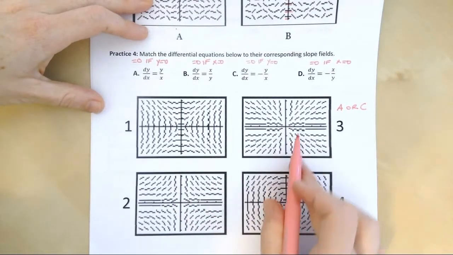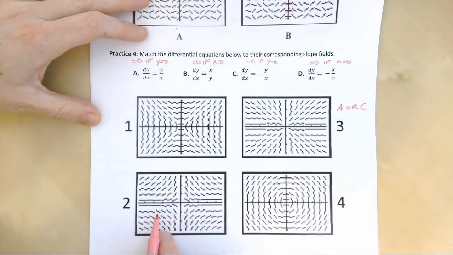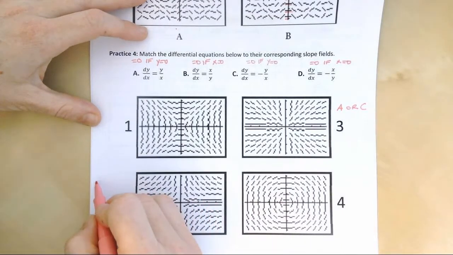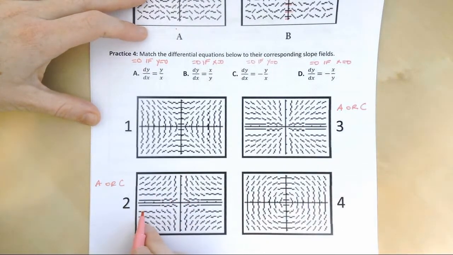And then we have another graph that has 0 slopes on the x-axis. This has vertical slopes on the x-axis, so that can't be right. But here we also have 0 slopes on the x-axis. So A or C are options for number 2 as well.